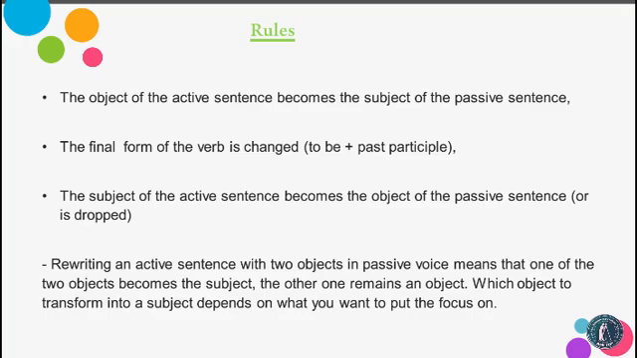What are the rules of the passive voice? The object of the active sentence becomes the subject of the passive one. The final form of the verb is changed to be plus past participle. The subject of the active sentence becomes the object of the passive one, or is dropped. It depends on the sentence. Rewriting an active sentence with two objects in passive voice means that one of the two objects becomes the subject. The other one remains an object.